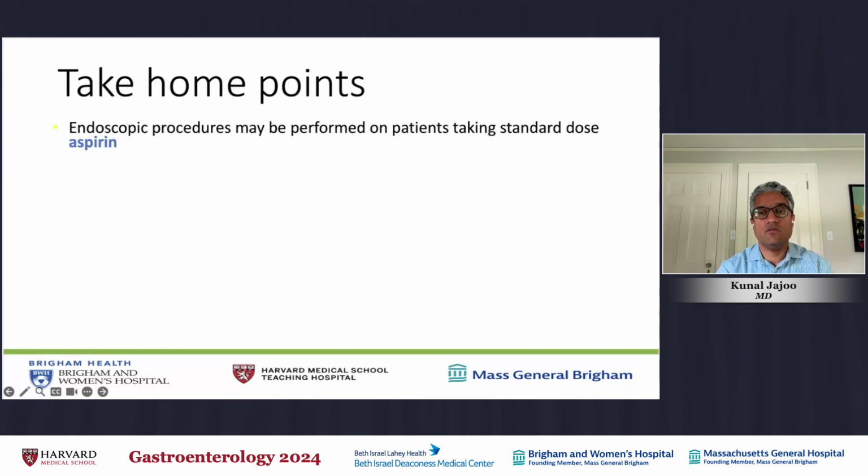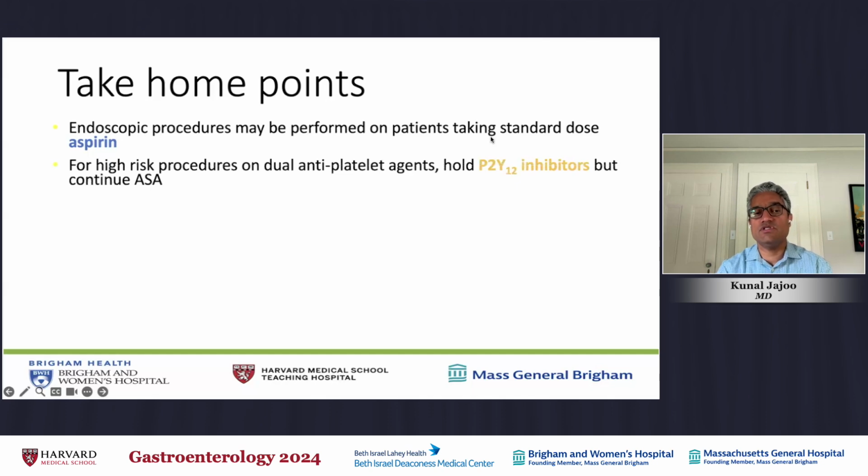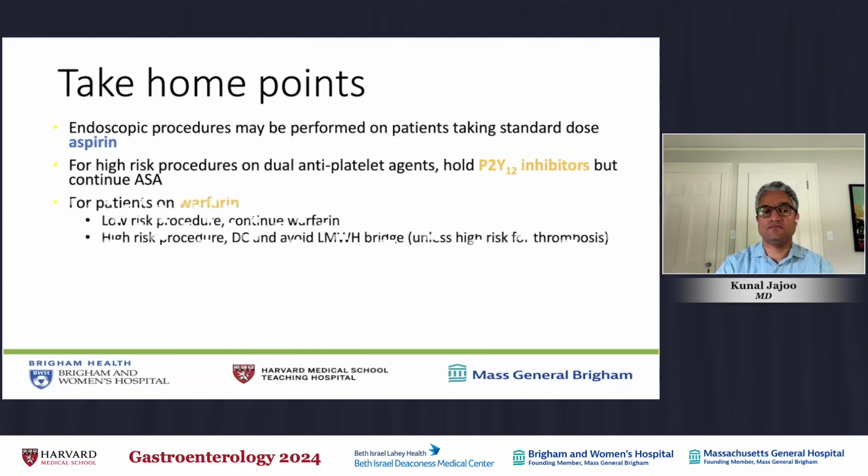So regarding our take-home points for today's discussion of endoscopy in the anticoagulated patient: endoscopic procedures may be performed on patients taking standard dose aspirin, and the aspirin should not be stopped. For high-risk procedures and patients on dual antiplatelet agents, hold the P2Y12 inhibitors, but continue the aspirin.